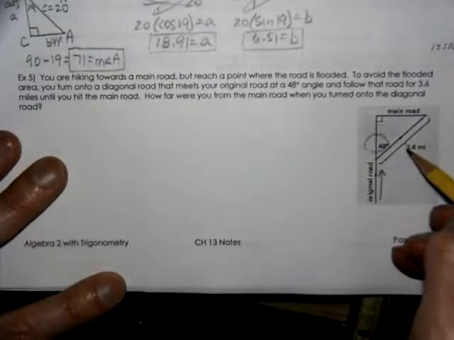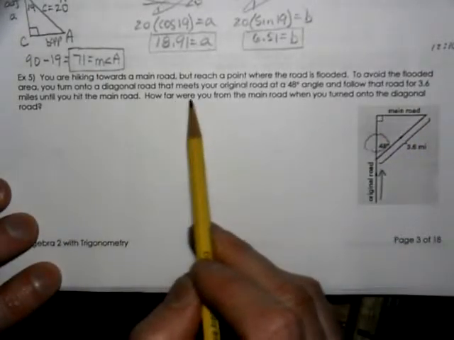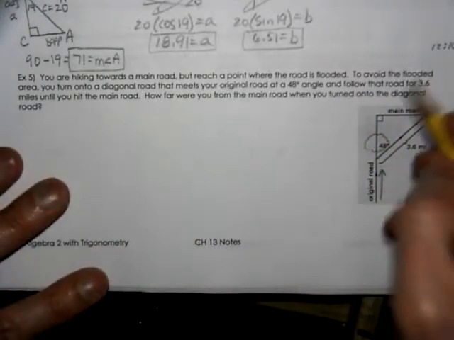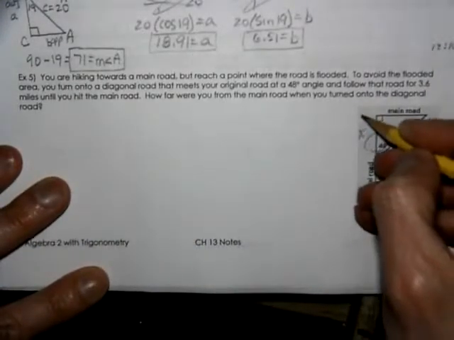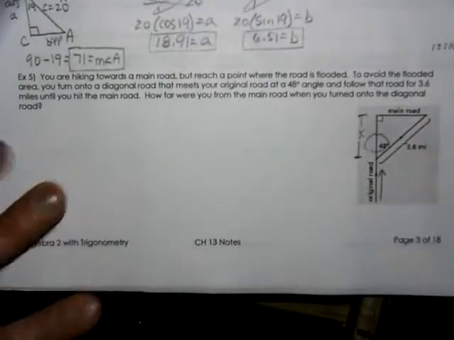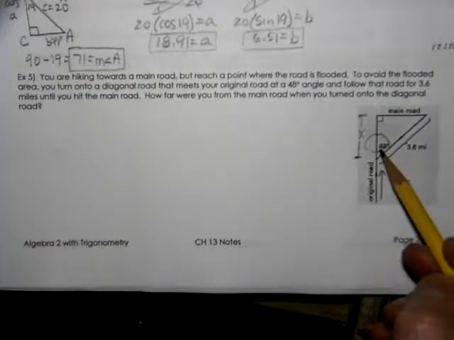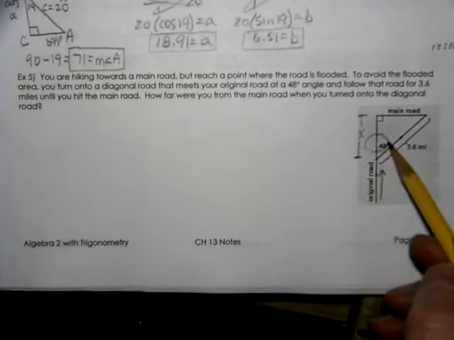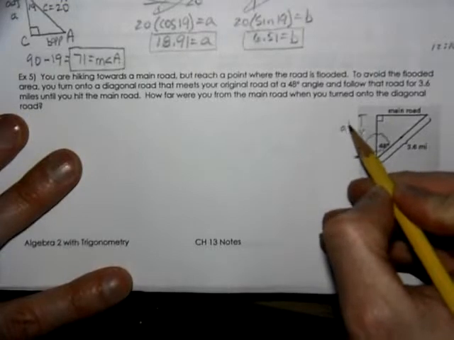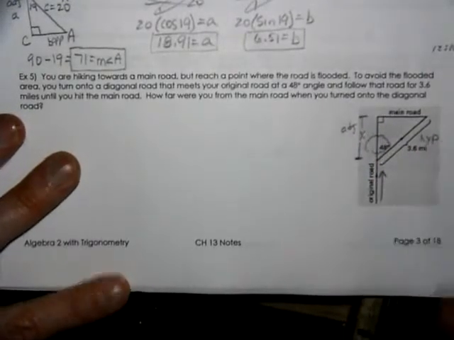The diagonal is a total of 3.6 miles. How far were you from the main road when you turned onto the diagonal road? So we're trying to figure out how long X is, from about there down to the main road. Well, this is a right triangle. We have an angle of 48 degrees. The side next to it, the leg next to it, would be called the adjacent side. Across from the 90 would be called the hypotenuse.